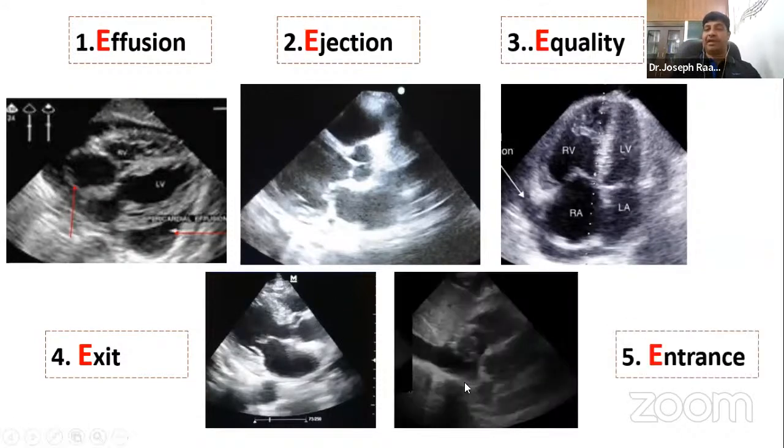Then five is your entrance. Just look at the IVC, whether the IVC is collapsed. A collapsed IVC will tell you that the patient is in hypovolemic shock or some other reason. If there is a thrombus like this, associated with a plethoric IVC as well as an enlarged RV, then we know that you are dealing with a patient of pulmonary embolism. Okay, so with that, I will conclude.